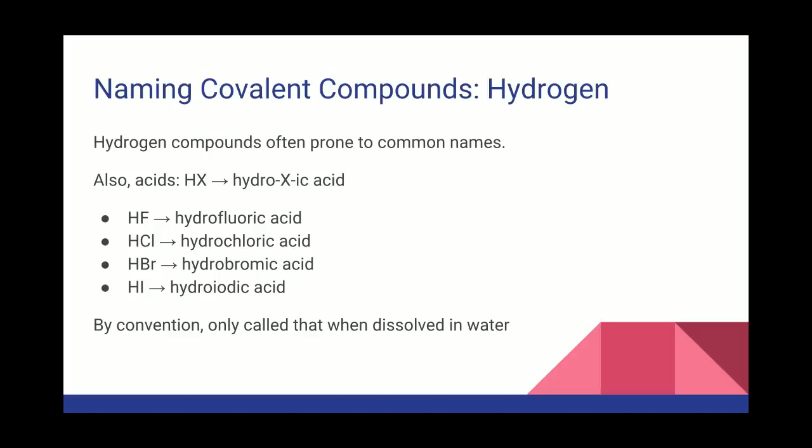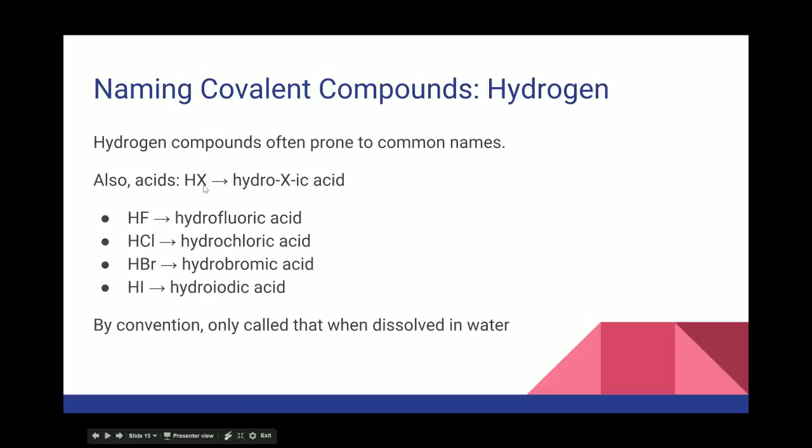This is something you might learn to hate. They are called different things when they are dissolved in water. Okay, so HF, when it's a solid, is just hydrogen fluoride. You dissolve it in water, it becomes hydrofluoric acid. HCl, hydrogen chloride, dissolve it in water, hydrochloric acid. HBr, hydrogen bromide, becomes hydrobromic acid. You're seeing the trend there, I hope.